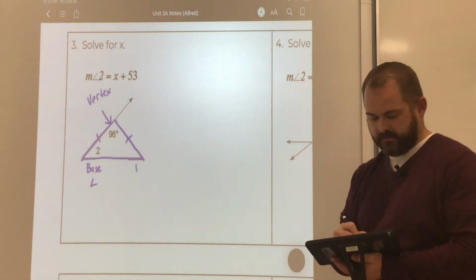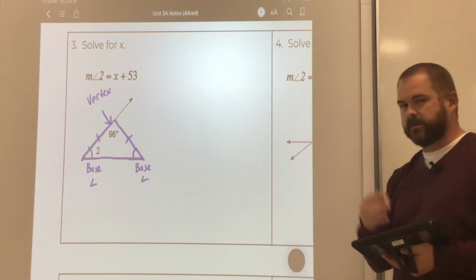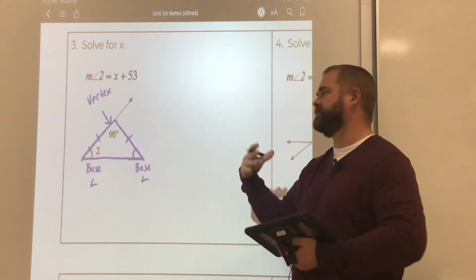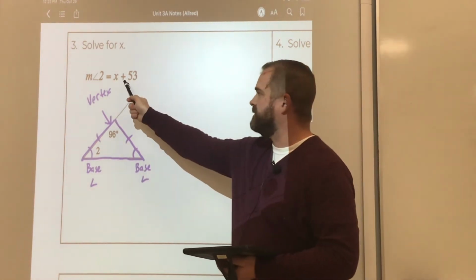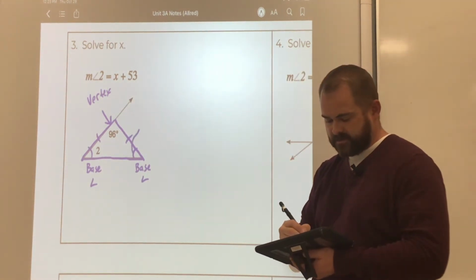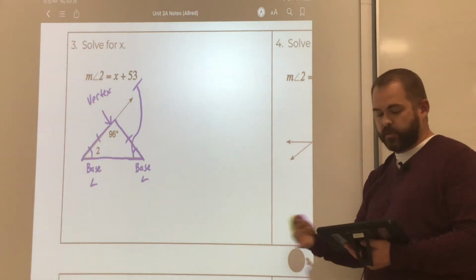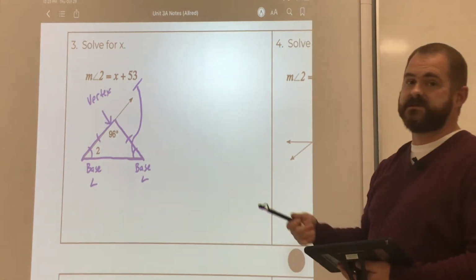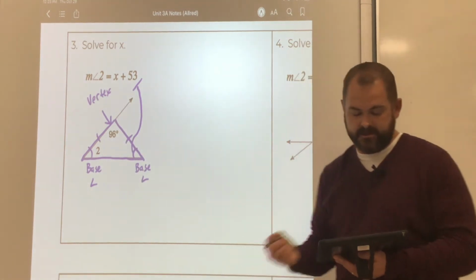Well, the other angle that is a base angle is over here. And remember that the base angles are congruent. So it looks like there's not enough information here, but there really is. These two angles have to be congruent. So if the measure of angle 2 is x plus 53, then this other angle measure is also x plus 53. Okay? So when I go to set up my equation, again, I'm just using the fact that I've got all 3 angles of a triangle that add up to 180 degrees.